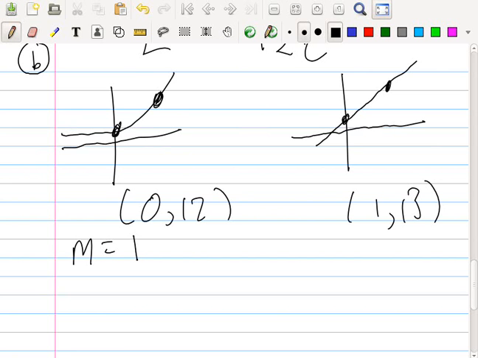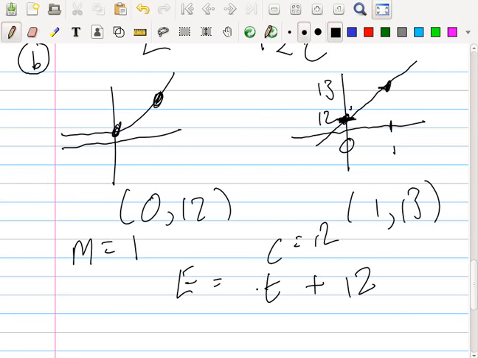And then you get the c. But if you remember, c is where it intersects the y-axis. And what's the height here? 12. And here? 13. And here is 0 and here is 1. So the c is 12. So you very quickly get E equals t times 1 plus 12. That's mx plus c.